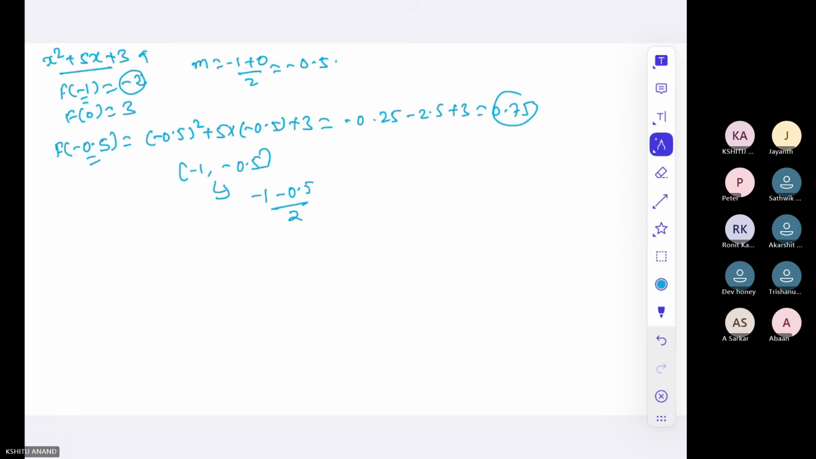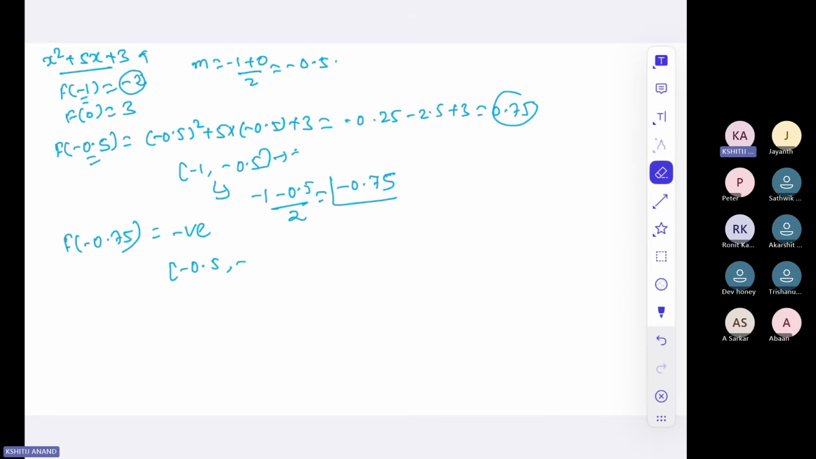So -1 minus 0.5 by 2, which would be minus 0.75. And then I will be checking which two points to go with. If I'm not wrong, f of minus 0.75 would be negative, right? Minus 0.5 is positive, so yes, it has been negative. And so the root would now lie between minus 0.5 and minus 0.75. And then again you will be calculating the midpoint of this.